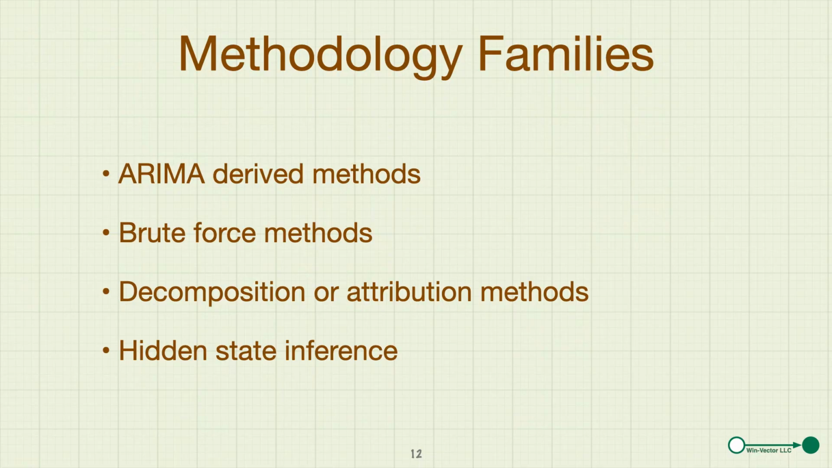Then there's the brute force methods. These methods were kind of spat upon for quite a while, but then became very popular in the neural net community. And I think in addition to the neural network being quite good, just going for a brute force method is a pretty good idea, though it has some consequences. Then there's the decompositional attributional methods, which are related to the hidden state inference. Prophet is an example of that, and Stan is an example of the fourth category.